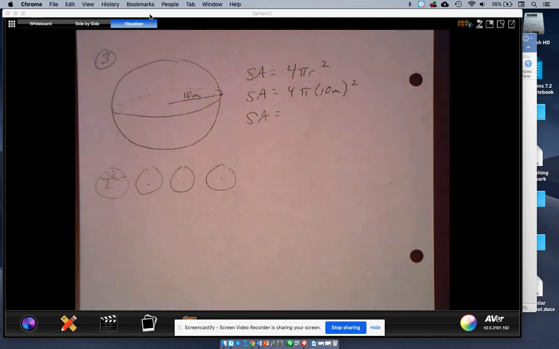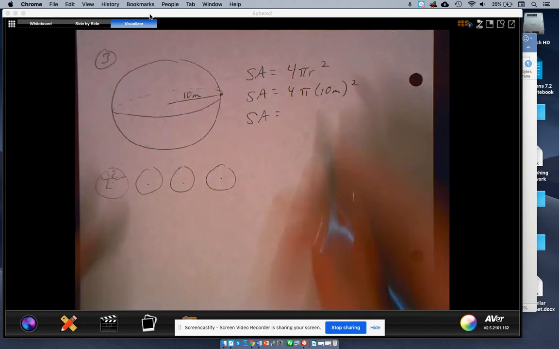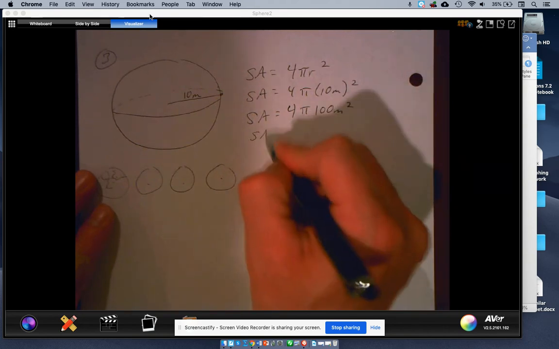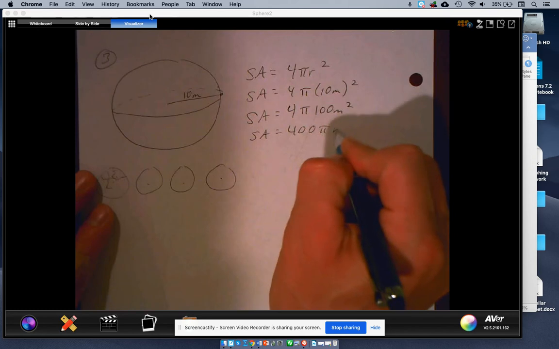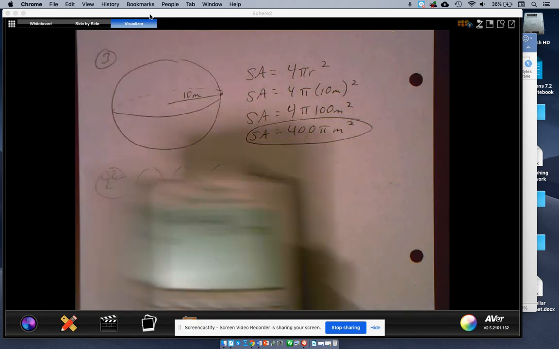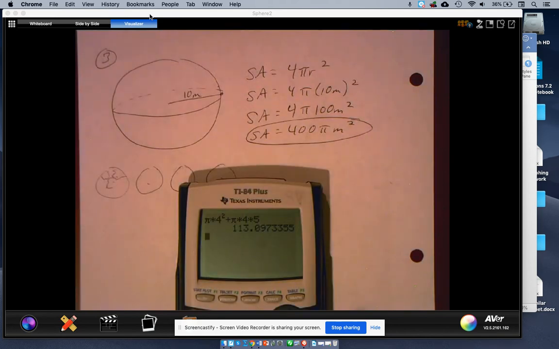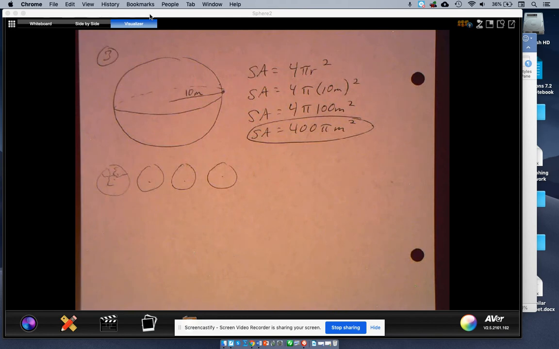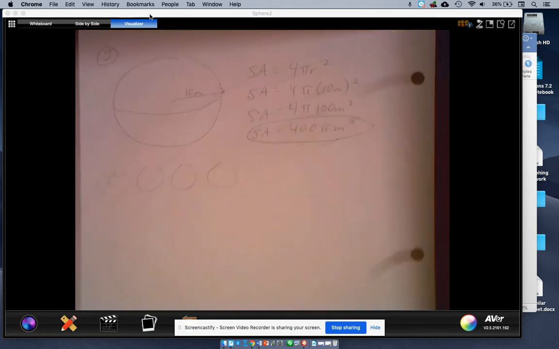Now, when you do this in your practice, you can actually leave your answer in terms of pi if you'd like to be lazy. And by doing that, your answer is actually more exact. So 4 pi times 100 meters squared, 4 times 100 is 400 pi meters squared. And that's a completely acceptable answer. I could take my calculator, but I'm not going to because 400 pi meters squared is exact, it's not rounded, and we like it. That is how you find the surface area of a sphere. Sphere being a ball, something the shape of the Earth.